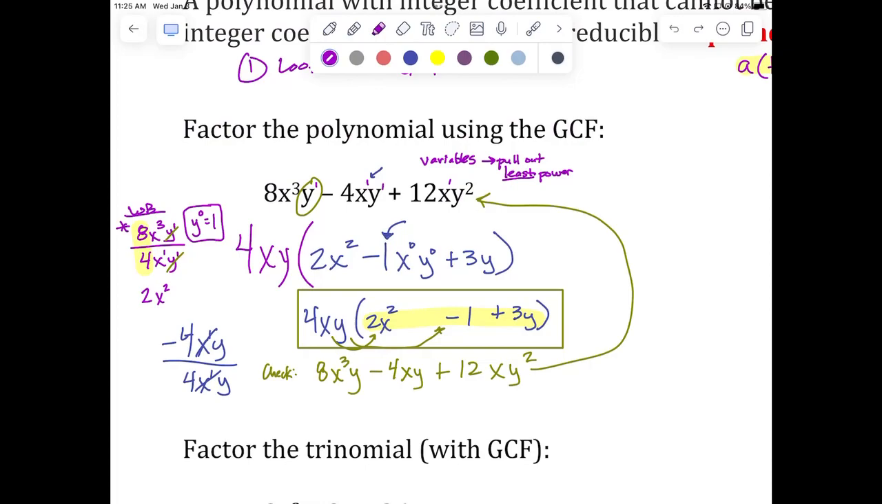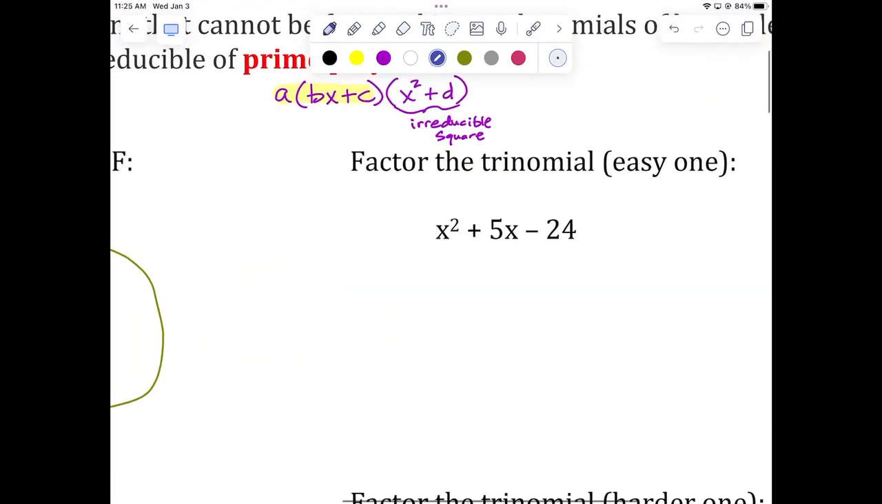Oops, with a stupid highlighter. First time this year I wrote with a stupid highlighter. Number 1. All right, let's go left to right. Let's do number 2. Factor the trinomial. Easy one. Easy one.